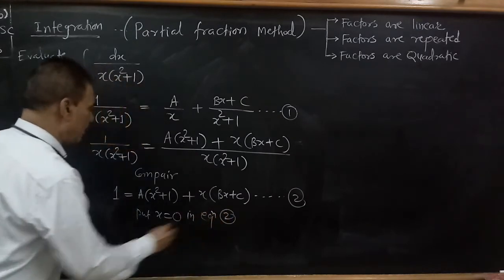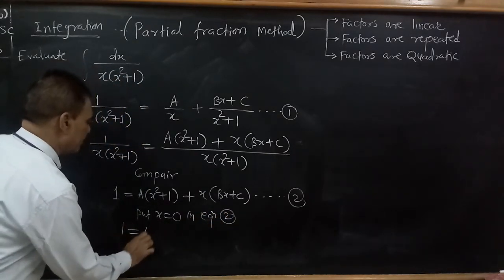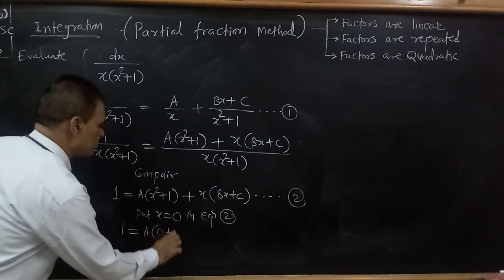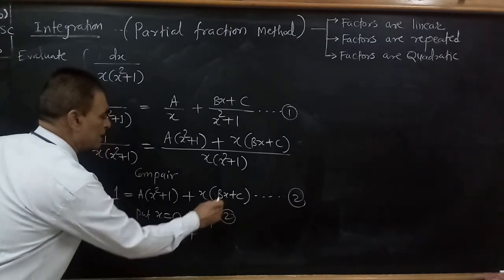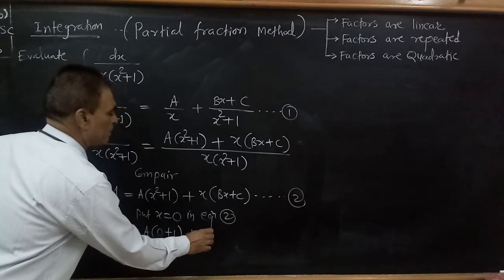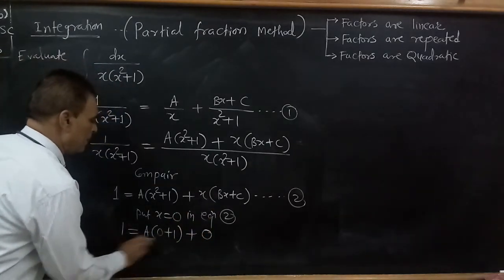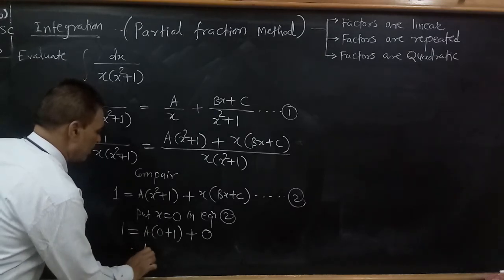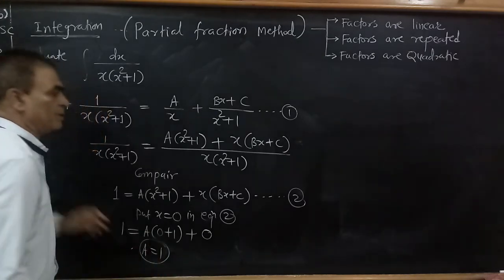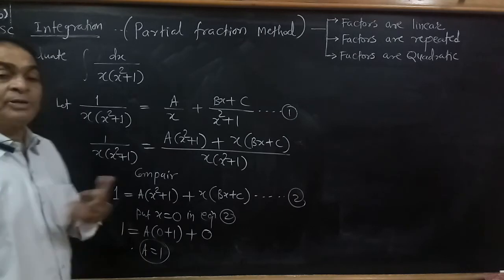What happened? 1 is equal to a into bracket 0 plus 1. And what about here? 0, because when we put x equal to 0, 0 times anything is 0. Therefore, the value of a is equal to 1. You will get one of the values. How to get the other values?